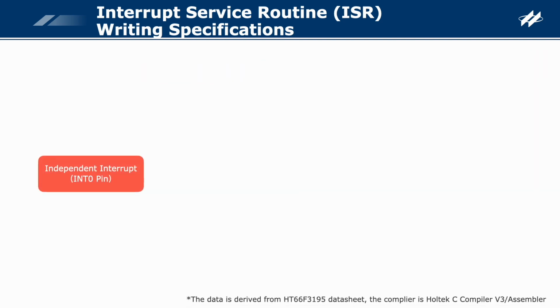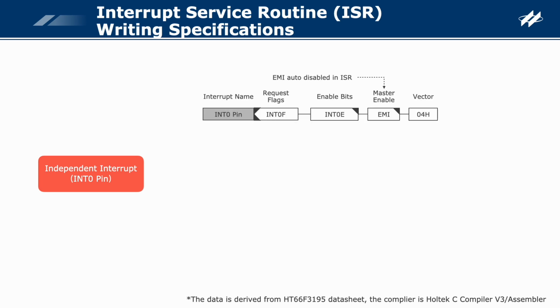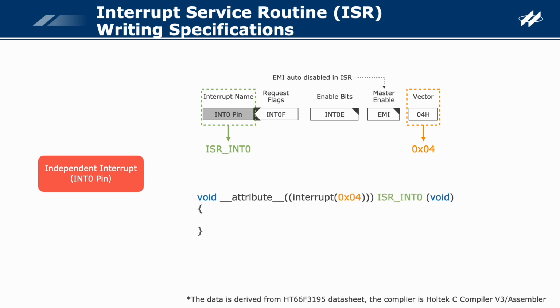Let's take a look at an example of an independent interrupt routine. Take the external interrupt INT0 of the HT66F3195 as an example. Define the interrupt service routine name. Use the lookup table to obtain the interrupt address. The following example shows an independent interrupt corresponds to a unique interrupt event. The interrupt event can be processed once the interrupt is entered.